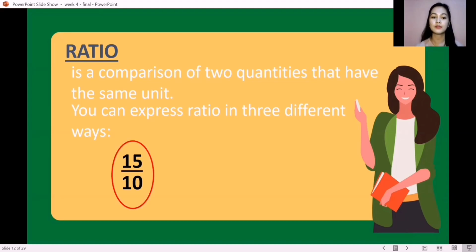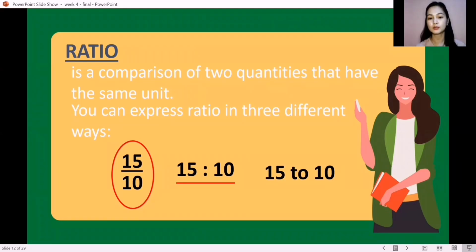So we have 15 is to 10, or 15 over 10 in fraction, and we can express it using a colon. This is read as 15 is to 10. And we can use the word "to" to express a ratio, but it is still read as 15 is to 10.